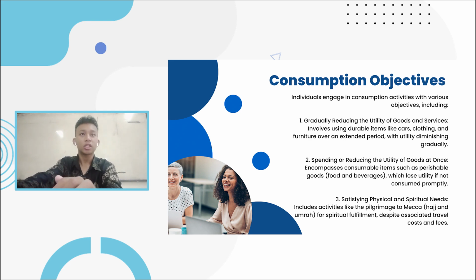Individuals engage in consumption with various objectives, including first, gradually reducing the utility of goods and services. This involves using durable items like cars, clothing, and furniture over an extended period, with utility diminishing gradually. Second is spending or reducing the utility of goods at once. This encompasses consumable items such as perishable goods, food and beverages, which lose utility if not consumed promptly. Third is satisfying physical and spiritual needs, including activities like the pilgrimage to Mecca, Hajj and Umrah, for spiritual fulfillment, despite associated travel costs and fees.